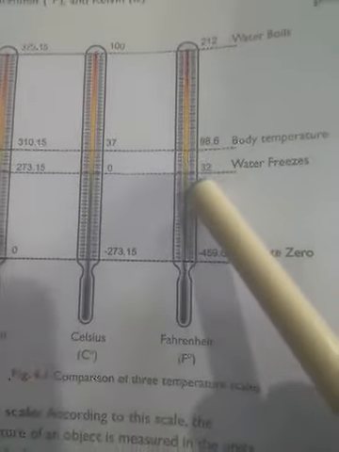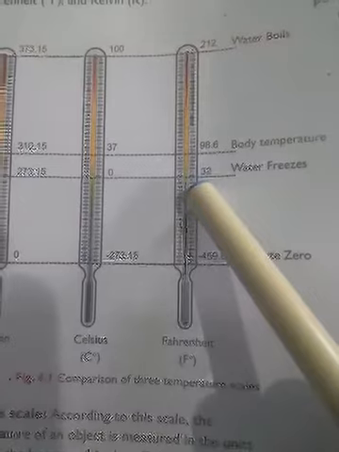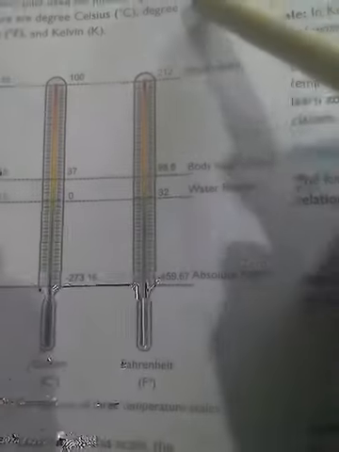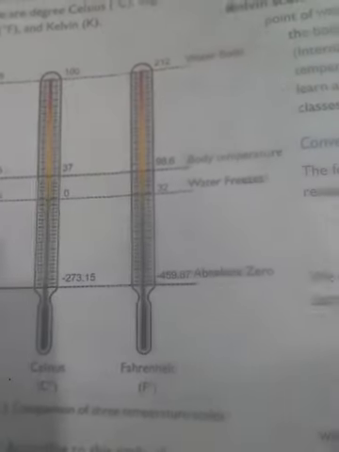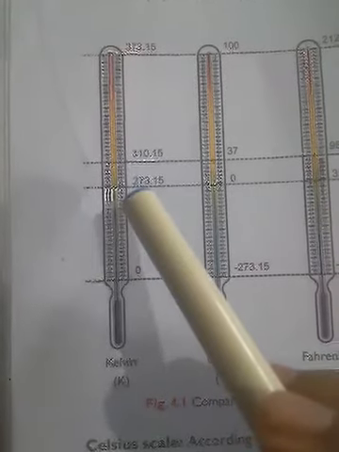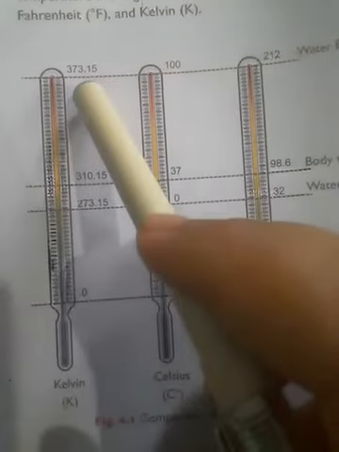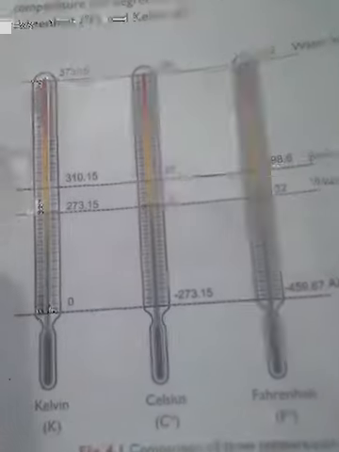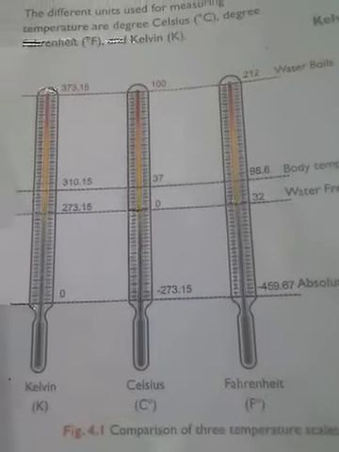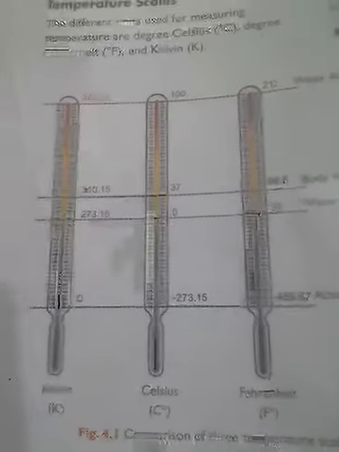Now in the case of Fahrenheit, as you can see, this point 32, can you see that? That is the point known as the lower fixed point in Fahrenheit, and 212 is the upper fixed point in Fahrenheit. And for Kelvin, 273.15 is the lower fixed point and 373.15 is the upper fixed point. So you can see the variation in the numbers. For Kelvin, Celsius, and Fahrenheit, all the values are different.